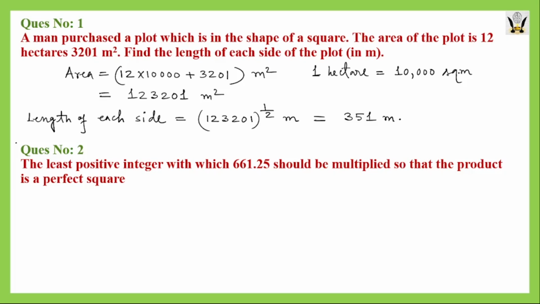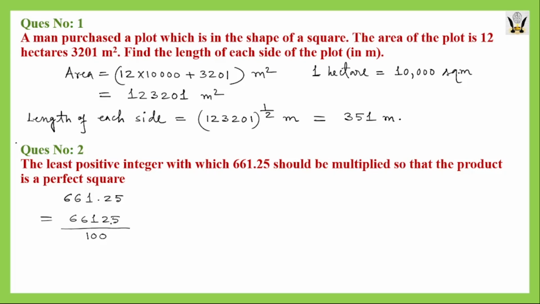The second sum says: the least positive integer with which 661.25 should be multiplied so that the product is a perfect square. So the given number is 66125 divided by 100. Now 100 is a perfect square, which is the square of 10. So now we will evaluate this number 66125.